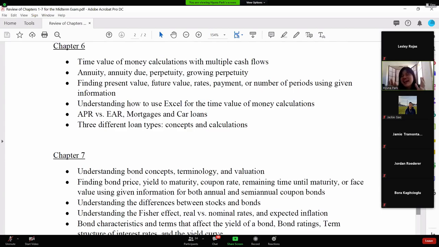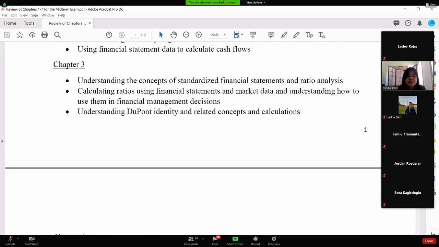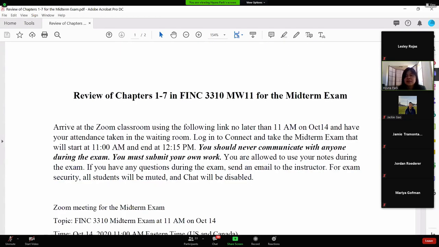If you are aiming at earning an A+, definitely you need to know everything we covered, though there may be a little bit of deviation from the list. But if that's not the case, if you are tight on time in preparing for the exam, focus on the topics listed there. All right. So that's all I have on the review topics.